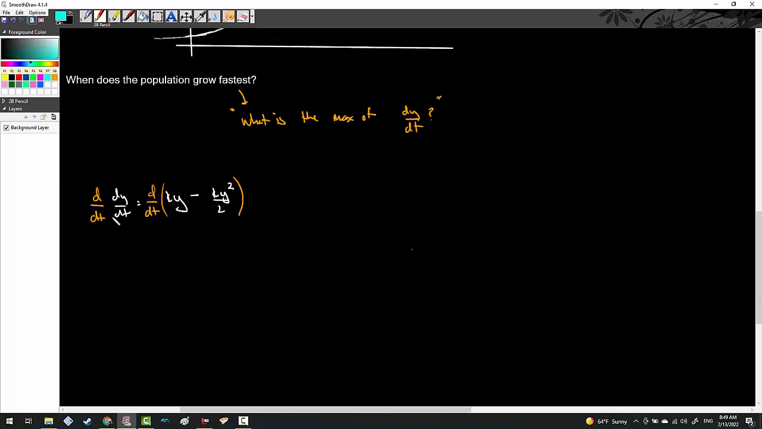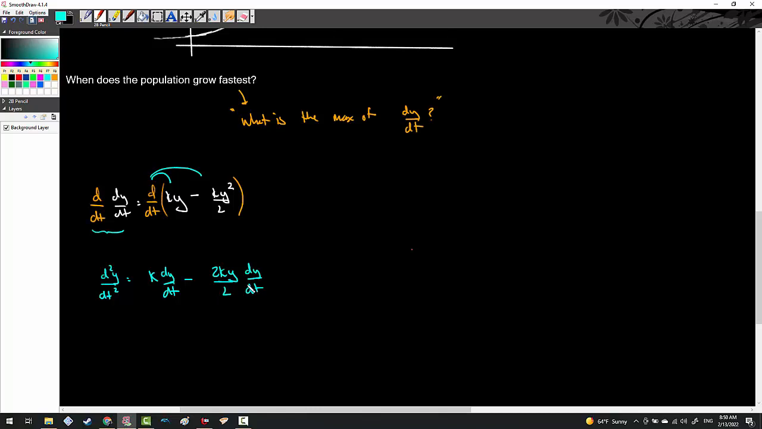So what I'm going to get here is, I'll switch colors one more time, d squared y over dt squared is equal to the derivative of this. ky here is going to be k, because that's a constant that's going to kick out, but d over dt of y is going to be dy over dt. And then minus, again, this 2 is going to come down like power rule, and I'm going to get 2ky over L. Again, implicit differentiation of the y, so dy over dt. So that looks like it's my second derivative right there.